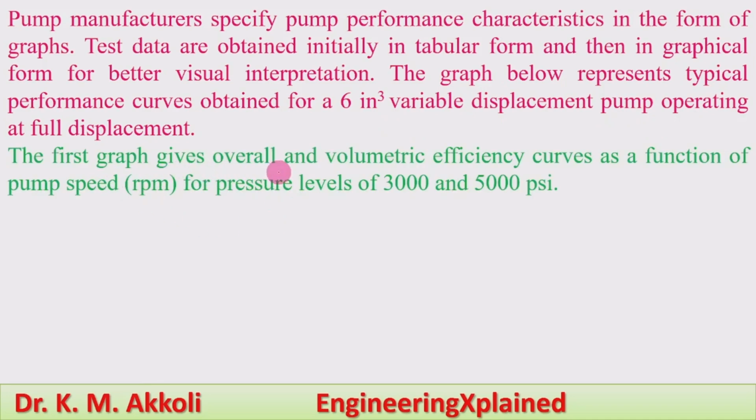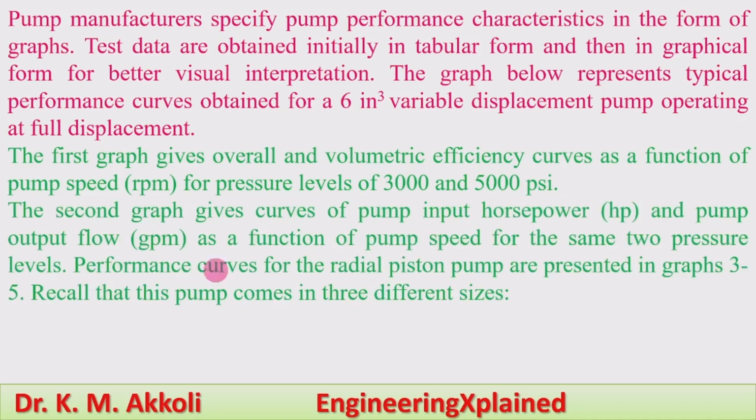The first graph gives overall and volumetric efficiency curves as a function of pump speed in terms of RPM for pressure levels of 3000 and 5000 psi. The second graph gives the curves of pump input horsepower (HP) and the pump outflow (GPM) as a function of pump speed for the same two pressure levels.